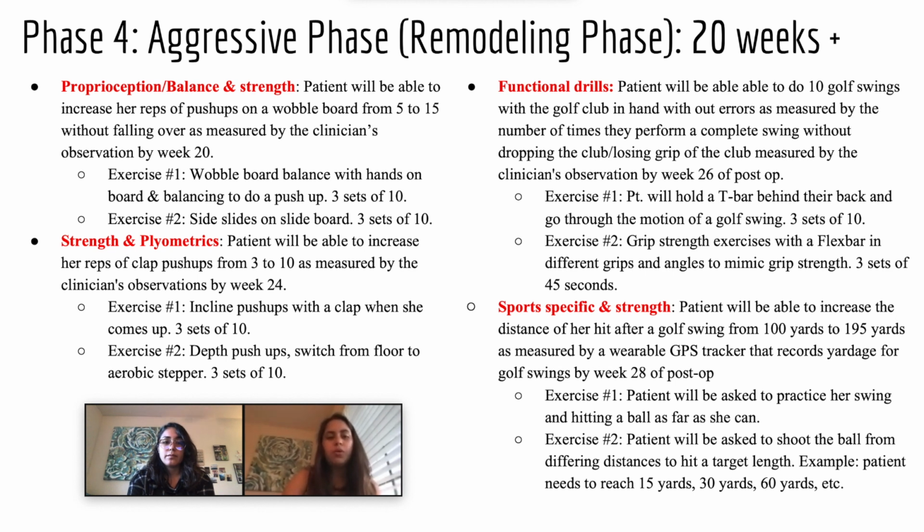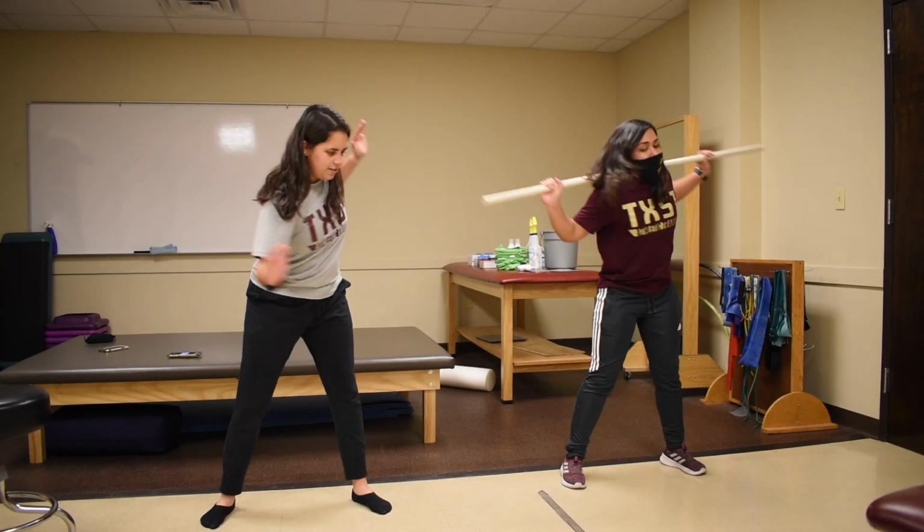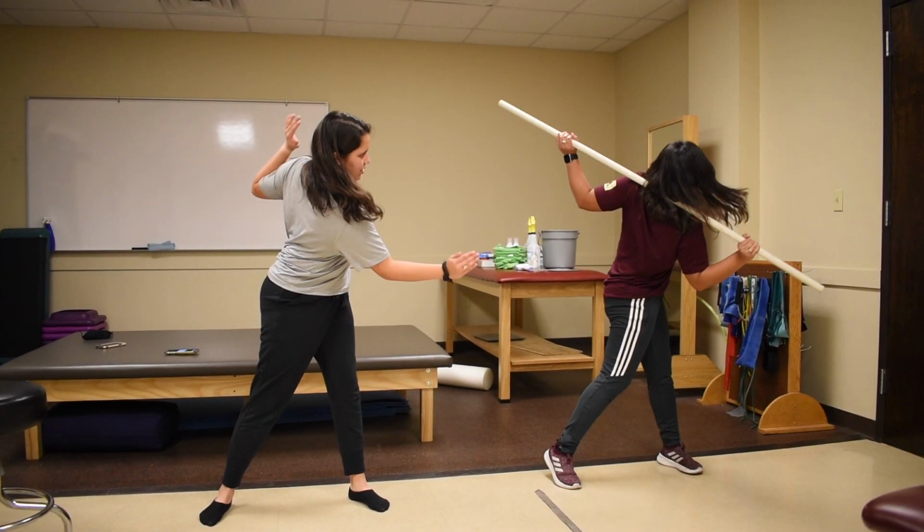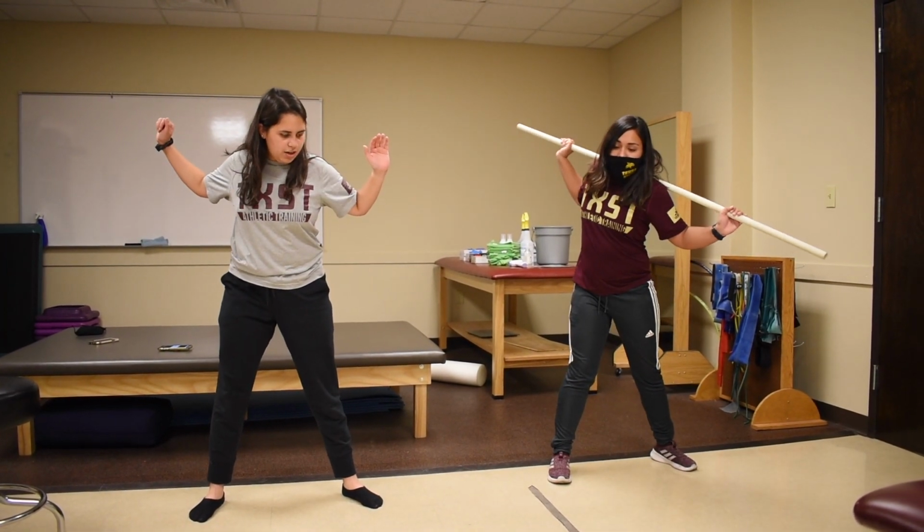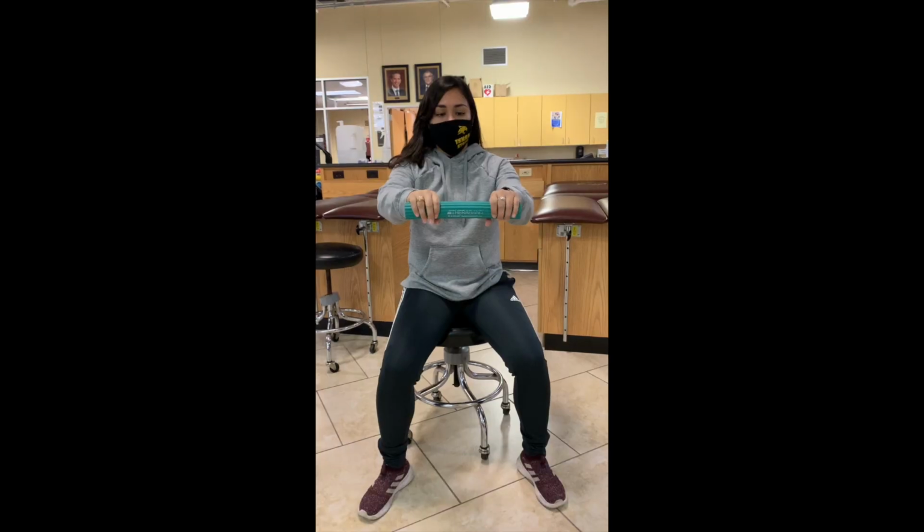Our functional drill goal is that the patient will be able to do 10 golf swings with the golf club in the hand without errors, as measured by the number of times they perform a complete swing without dropping the club or losing grip of the club, measured by clinician's observation by week 26 post-op. The first exercise is that the patient will hold a T-bar behind their back and go through the motion of a golf swing, and they'll do 3 sets of 10.